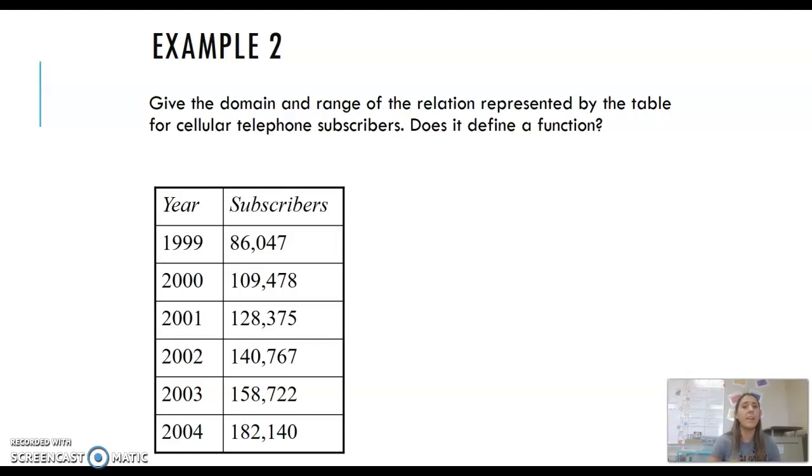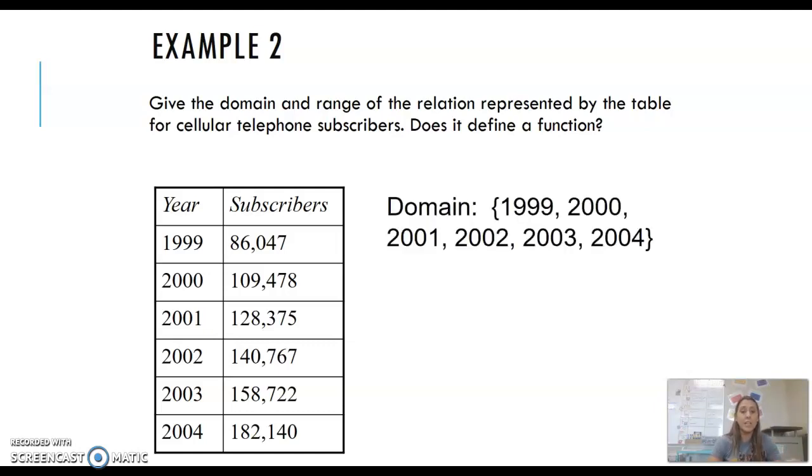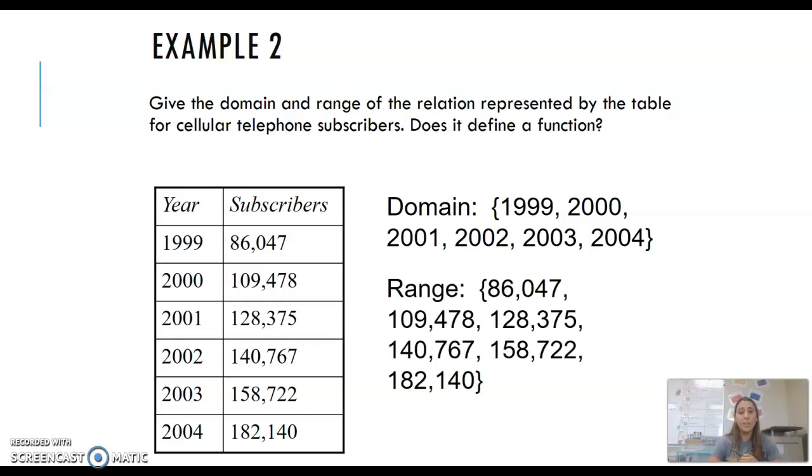Okay, we're going to give the domain and range of the relation represented by the table of cell phone subscribers. And does it define a function? So the domain is going to be all of the years. The subscribers depends on what year it is, right? So 1999, the year 2000, 2001, 02, 03, and 04. And then the range is going to be all of the subscribers. So does this define a function? Yes, it is a function because we don't have any x's being repeated.